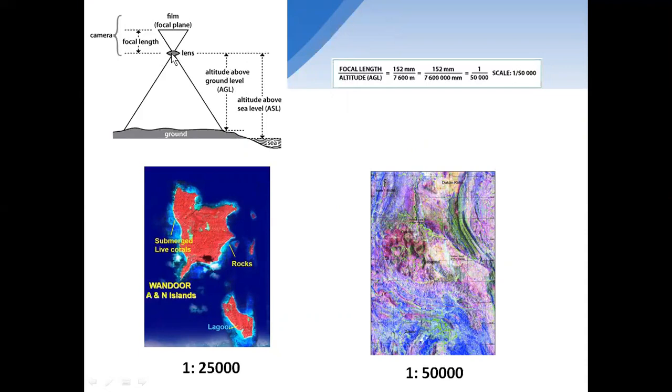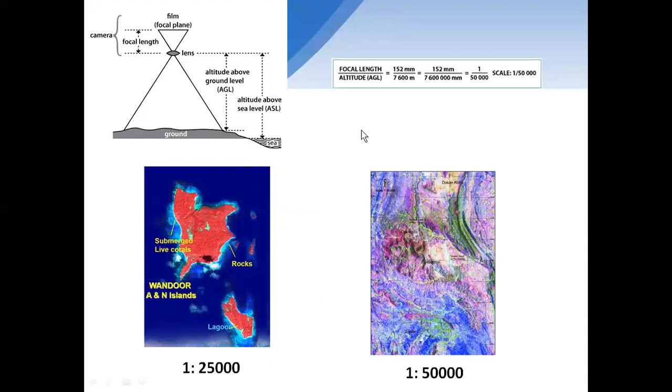For example, take a fixed-wing aircraft. From here to here, the distance is the altitude above the ground level. Based on this, we can get the scale of the particular imagery.